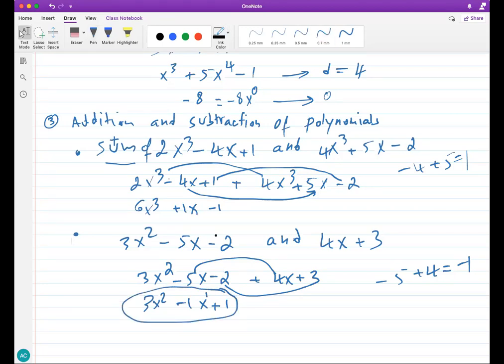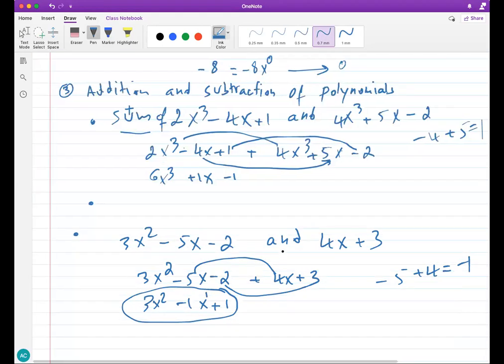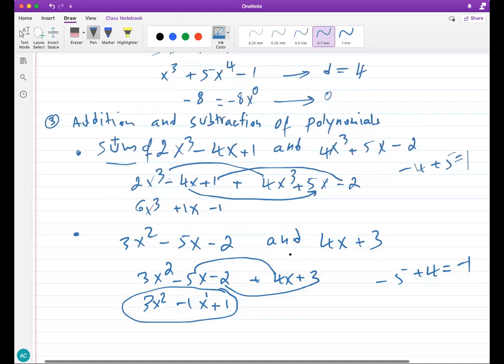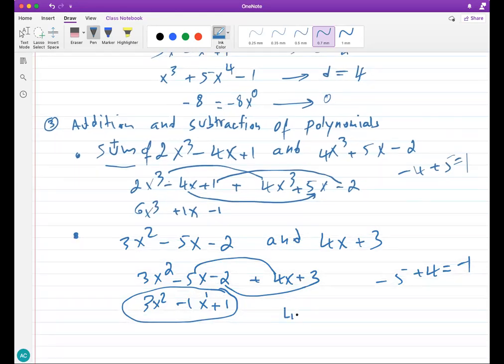Okay, so just combine like terms. Let's write that down. So you just leave out the 4x. That's right. So like terms. The 4x was combined with negative 5 here. Oh, that's right. Okay.